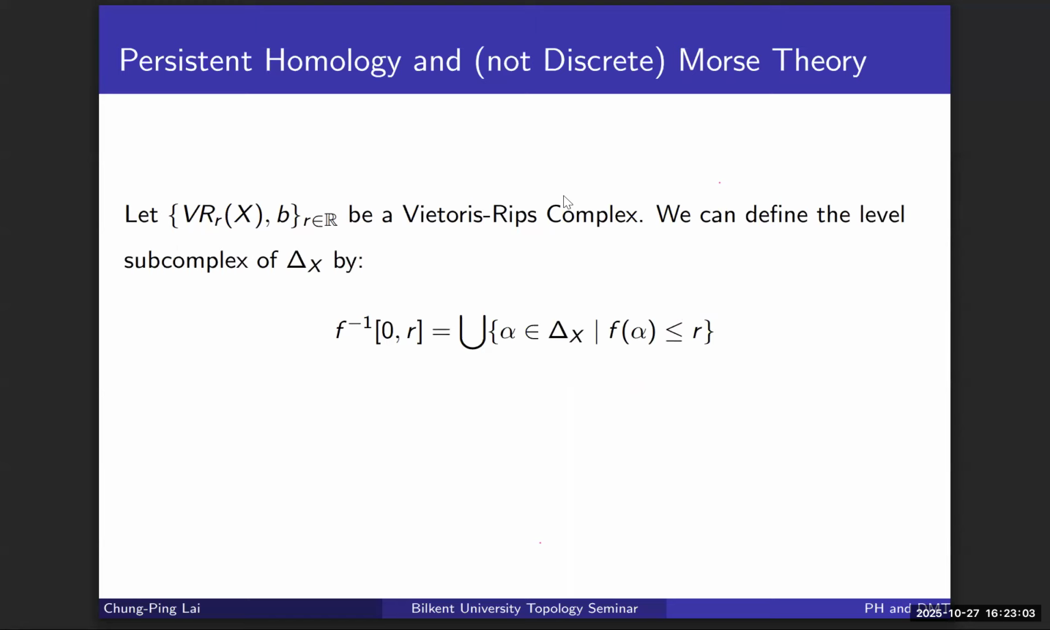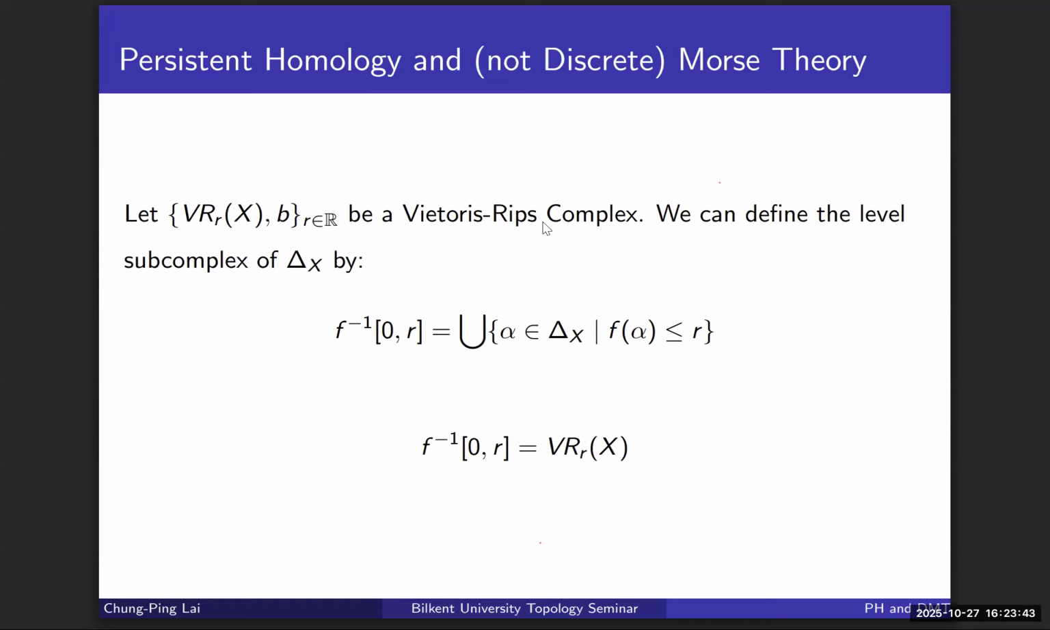The reason this is related to Morse theory is that in Morse theory, a very important idea is the sublevel set. In this case we can also call it the level subcomplex. We define the function f at the beginning, then we can look at f inverse of 0 to R, which just means all the cells in the Delta X where f of alpha is less than or equal to R. And this sublevel complex is precisely the Vietoris-Rips complex.